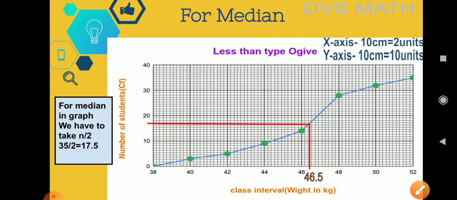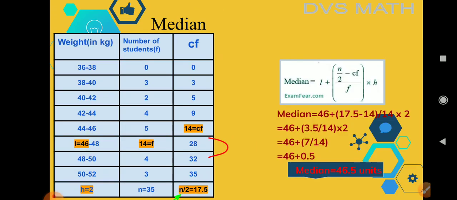Next, finding the median using a formula. Let me check whether we get the same value. Observe here, the class intervals were not given; they just gave less than 38, less than 40, less than 42, less than 44, like this. Means they gave the upper limits. But by observing the difference between the upper limits, take the lower limit. The difference is 2, so for 38 the lower limit is 36. So 36, 38, and so on, till 52 was the last upper limit, so 50.